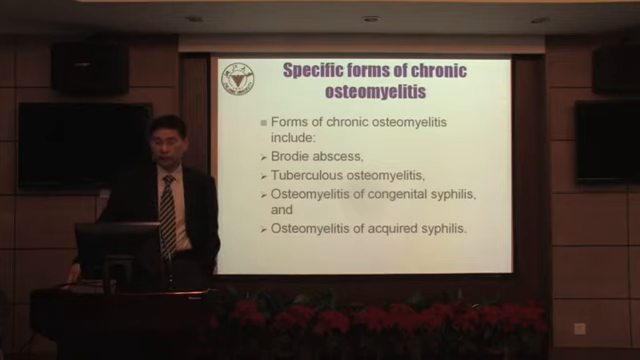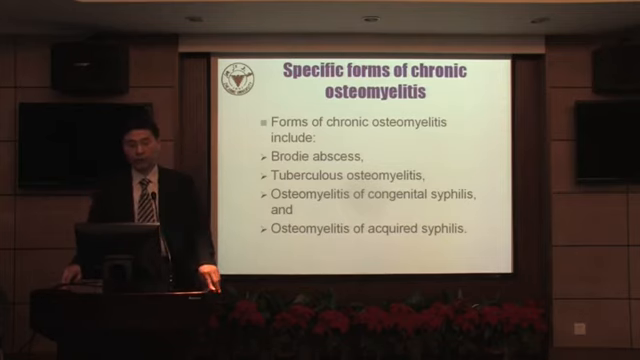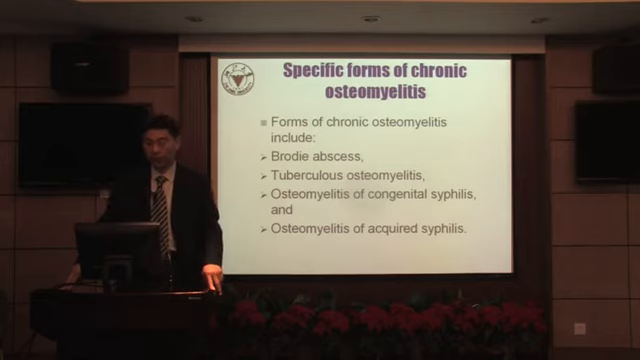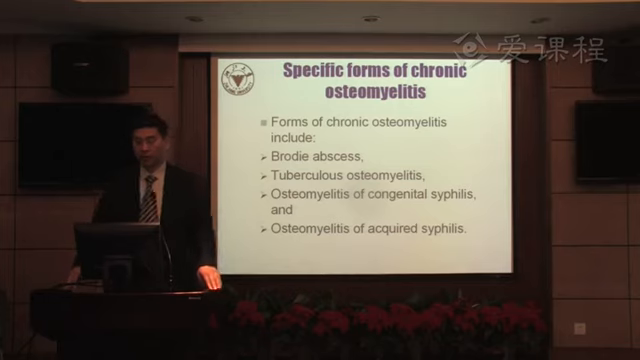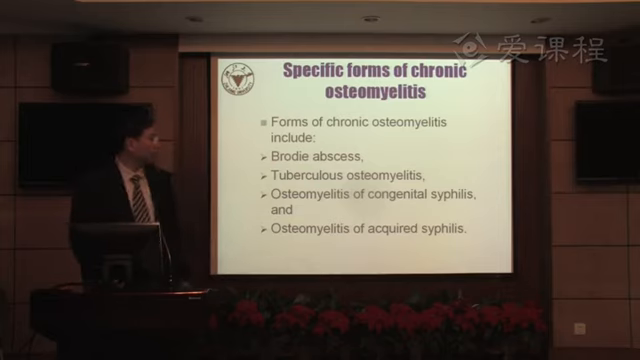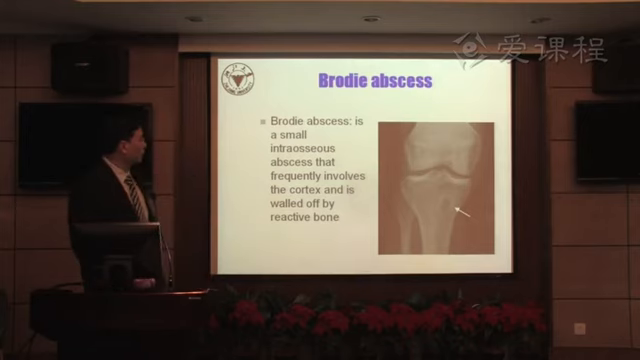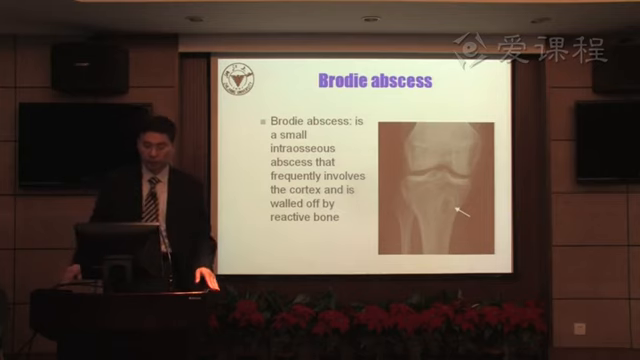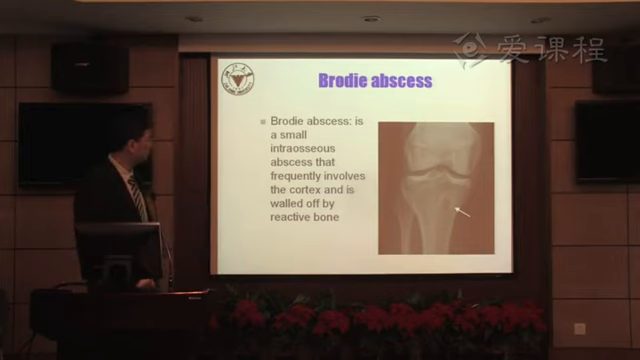We have specific forms of chronic osteomyelitis. The forms like Brodie abscess, tuberculosis osteomyelitis, the osteomyelitis of congenital syphilis, and the osteomyelitis of acquired syphilis. This is Brodie abscess. We can see its necrosis here. It's round and very clear on the X-ray. Brodie abscess is a small intraosseous abscess that frequently involves the cortex and is walled off by reactive bone. This is a very important one in the clinic.